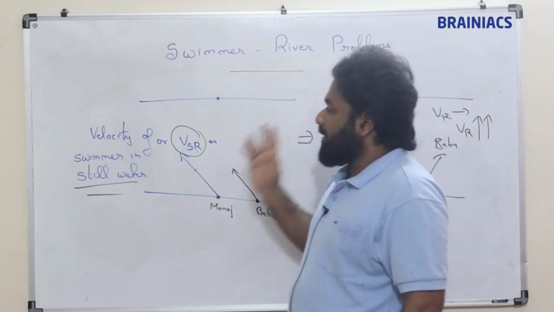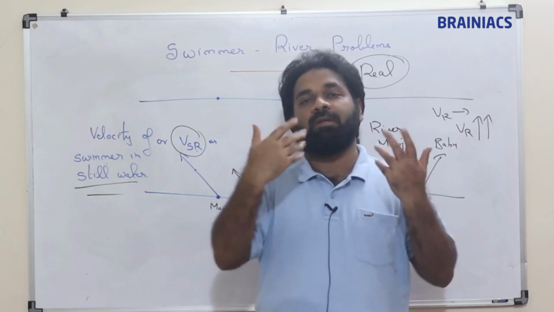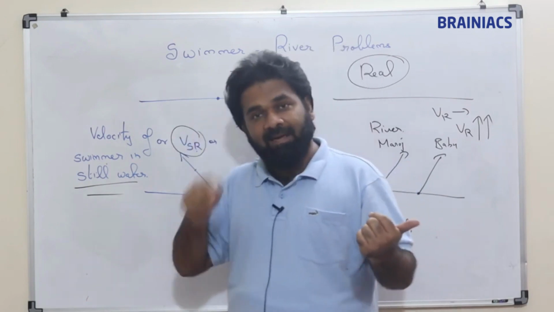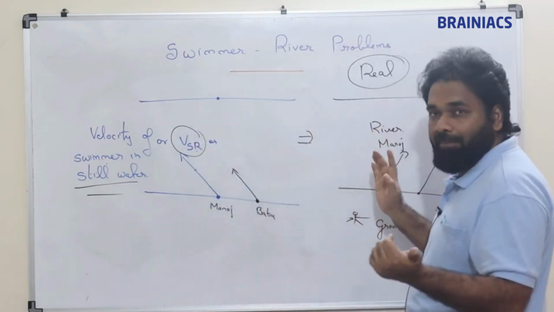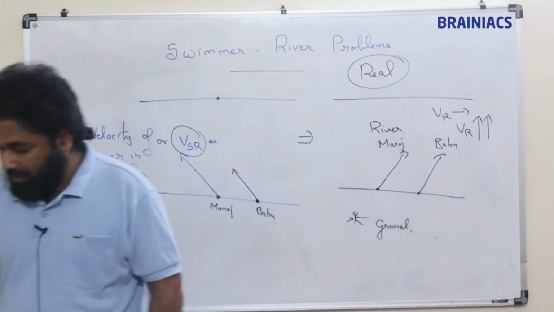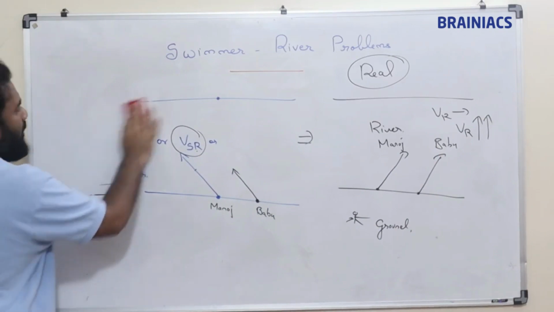So the velocity of the swimmer in still water is the velocity with which he is trying to swim. The velocity of the swimmer with respect to ground is the real situation which is going to happen when we look from outside. So with this introduction, slowly we will do problems.